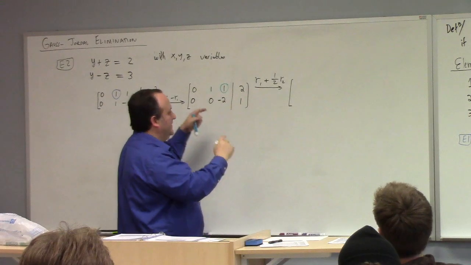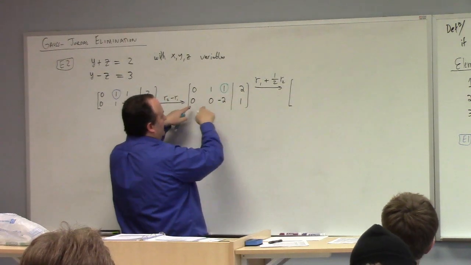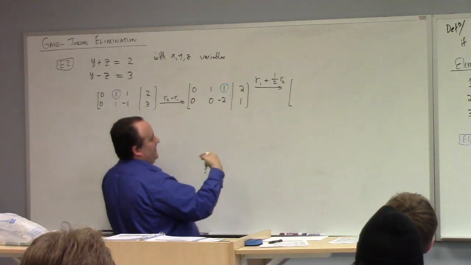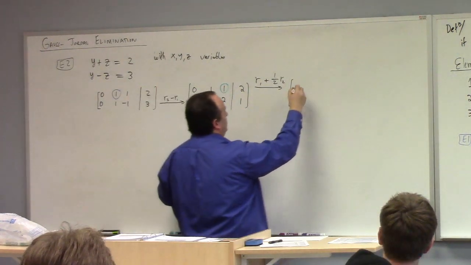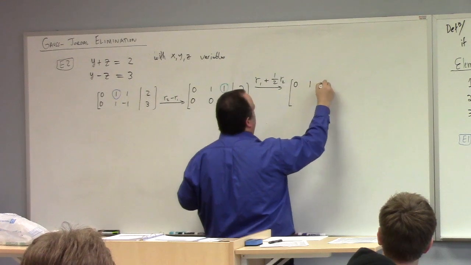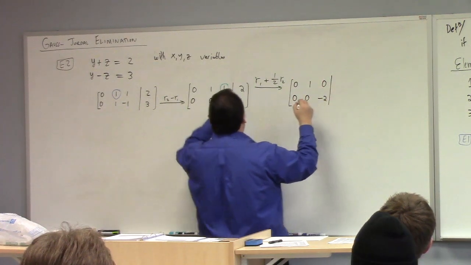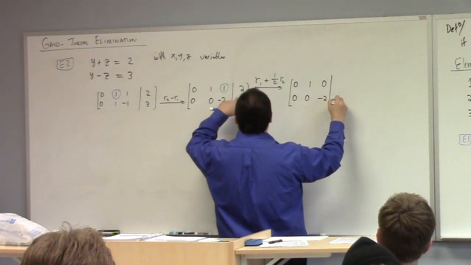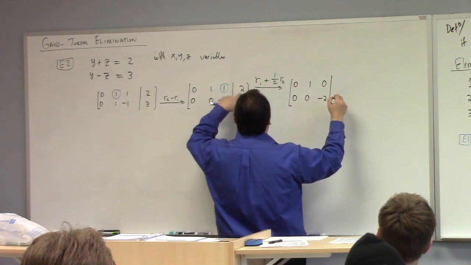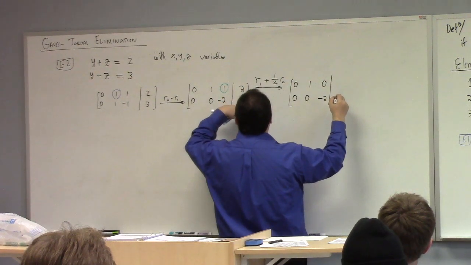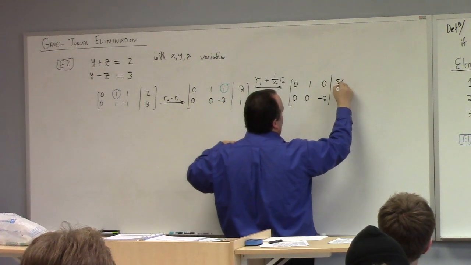All right, so if I do that, 1/2 times row 2 gives me 0, 0, minus 1, minus a half. I add that to row 1. I get 0, 1, 0, 0, 0, minus 2, 1, what is 2 plus a half? 5 halves, okay, great.